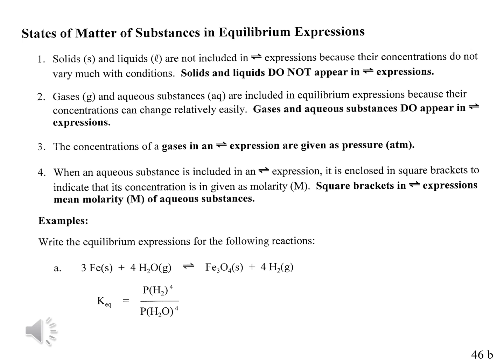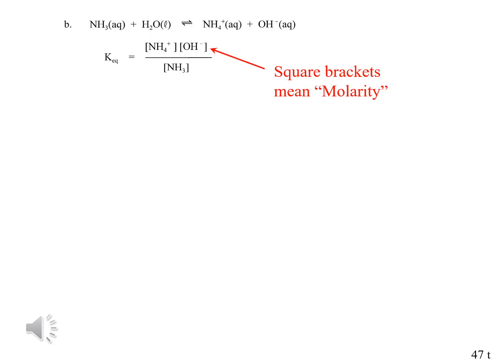I showed you an example at the bottom of the page where you have both solids and gases. And if you look at the equilibrium expression, it does not have the solids included. It doesn't mean that the concentration of the solids disappeared. What it means is that since they're constant, chemists consider that those numbers are already incorporated into the KEQ value. And here I showed one where we're using aqueous.